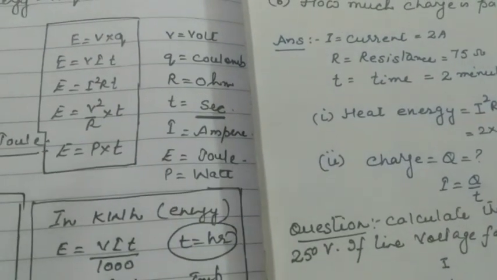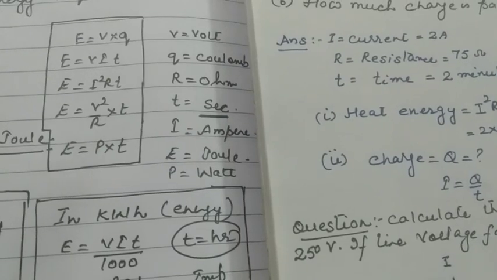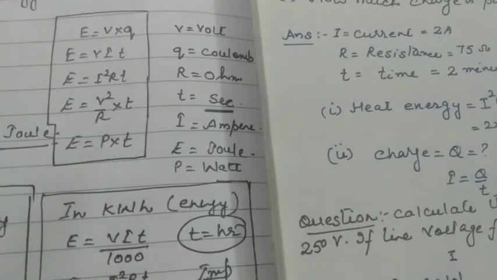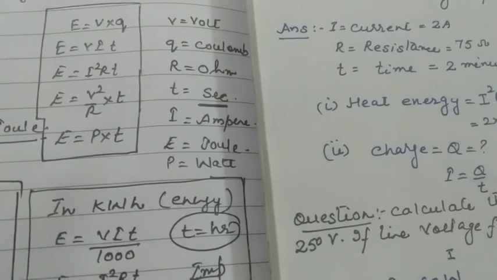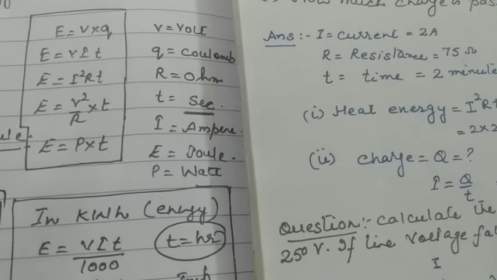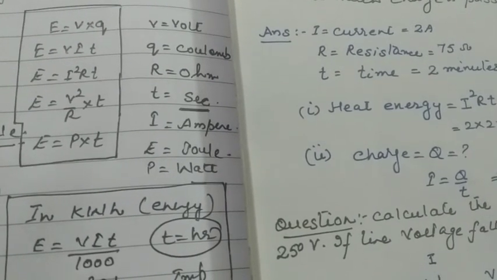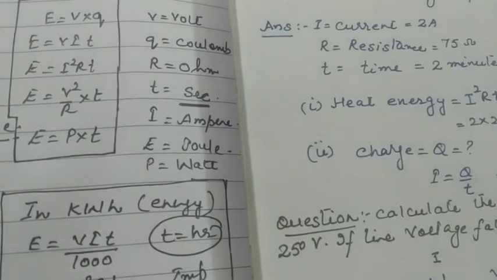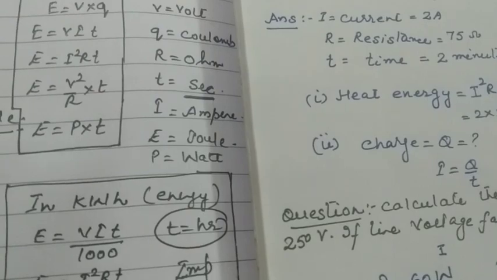So this is the electrical energy formula. E is equal to V into Q. Q is equal to VIT. E is equal to I square RT. E is equal to V square upon R into T. E is equal to P into T. If you remember, in this case we will take V in volt, Q as a coulomb, resistance in ohm, time in second, current in ampere, then power in watt, then we will get the energy in joule.